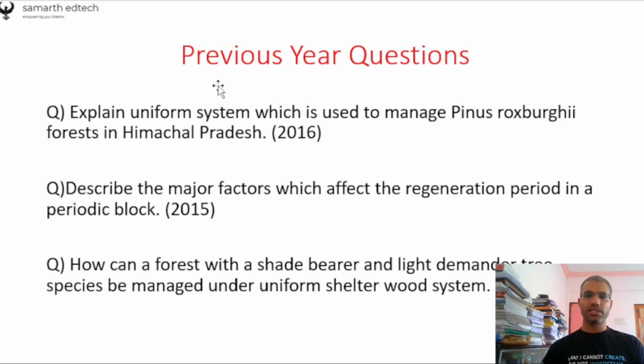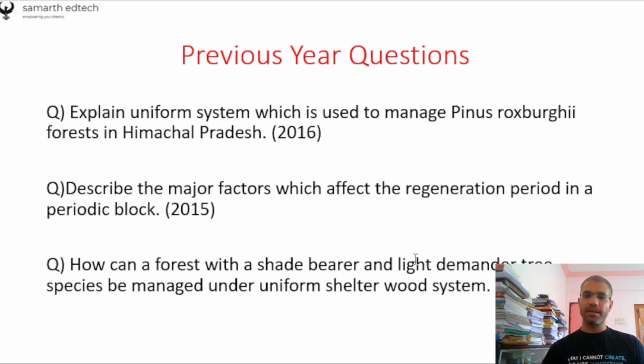Now the previous year questions. Explain uniform system which is used to manage the Pinus roxburghii forest in Himachal Pradesh. Very easy. You have to just explain what is uniform system. Do remember to make the diagrams. Describe the major factors which affect the regeneration period in a periodic block. We have already covered that particular aspect also.